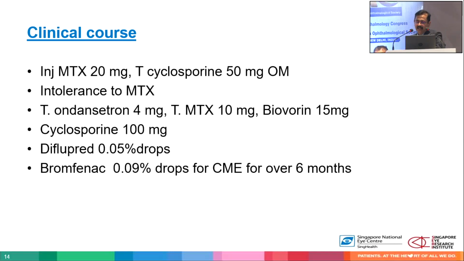Subsequently he developed intolerance to methotrexate. So in consultation with the rheumatologist, we got him on cyclosporine. Then we reduced the methotrexate dose, and the cyclosporine dose was increased. We tried difluprednate, which penetrates better into the posterior segment, and bromfenac, but all this didn't help very much.